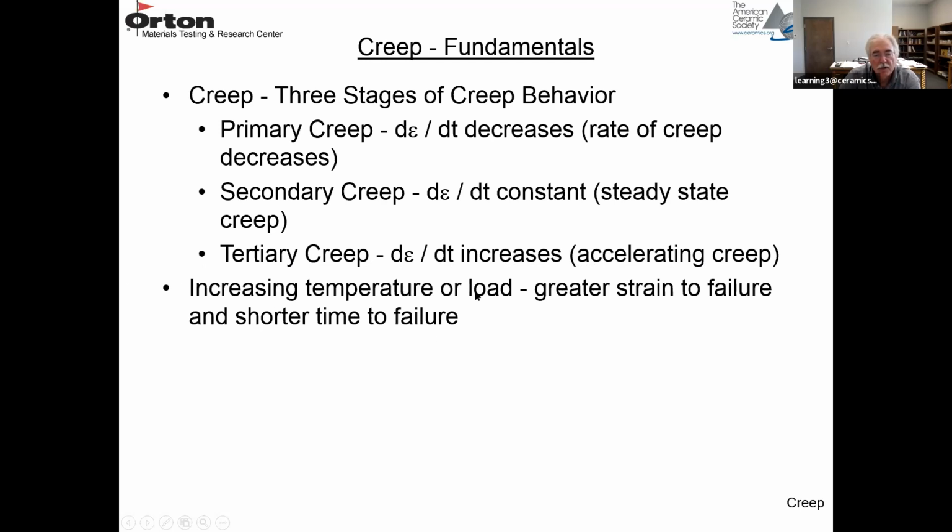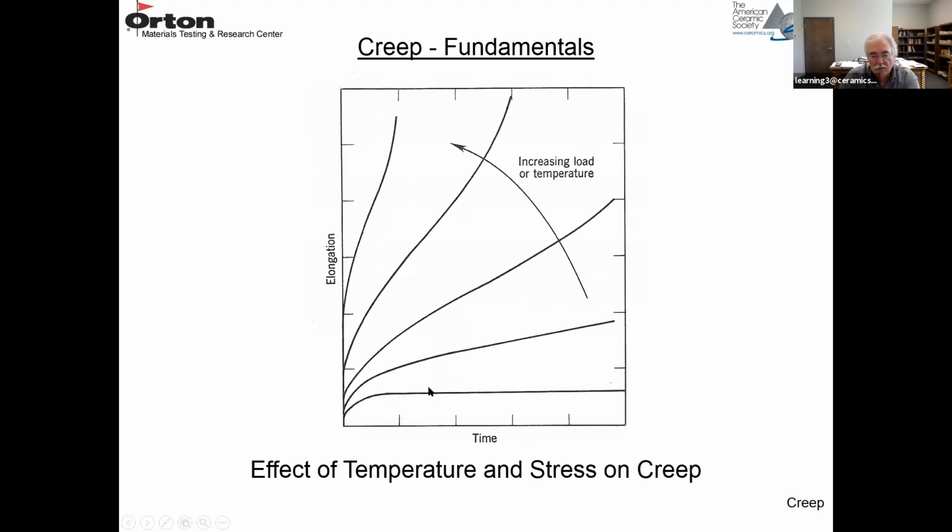So if you increase the temperature or you increase the load, you have a greater strain to failure and a shorter time to failure. And that looks something like this. If you plot elongation versus time, if you go in this direction, following this arrow, you're increasing the load or you're increasing the temperature. So as you increase the load or temperature, you can see that these are the failure points. The time to failure is shorter and the amount of deformation is larger.